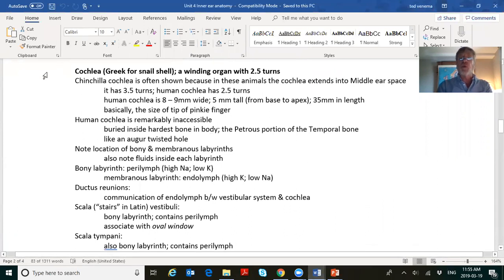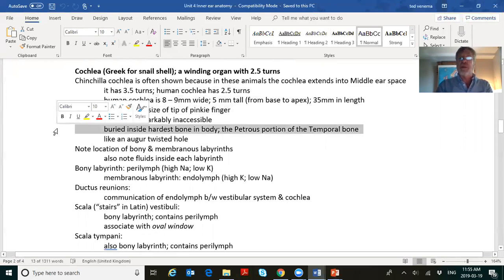Cochlea is the Greek word for snail shell. Chinchilla cochlea has 3.5 turns. We've got 2.5 turns. Don't worry about these dimensions. Basically, the cochlea is about the size of the tip of your pinky finger. Very inaccessible, buried deeply into the petrous portion of the temporal bone.